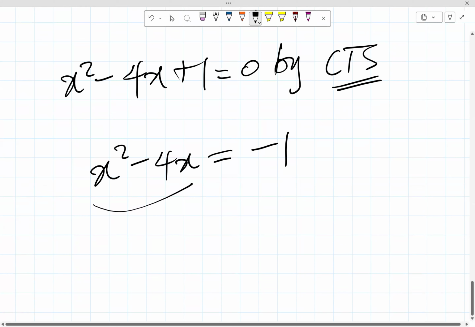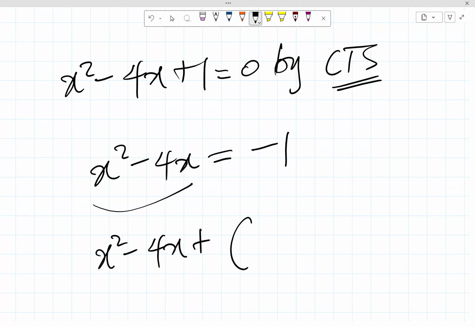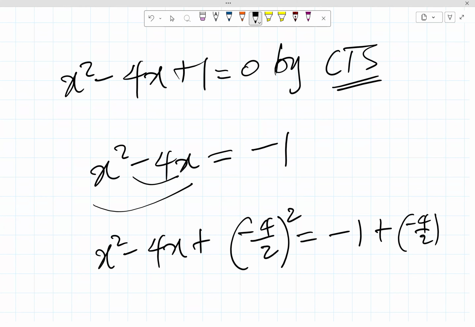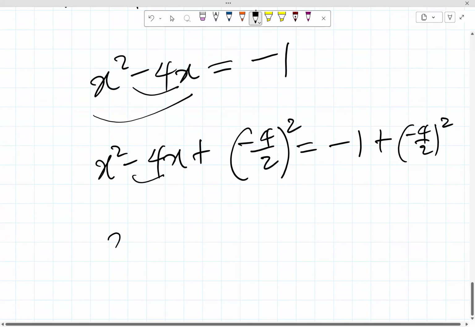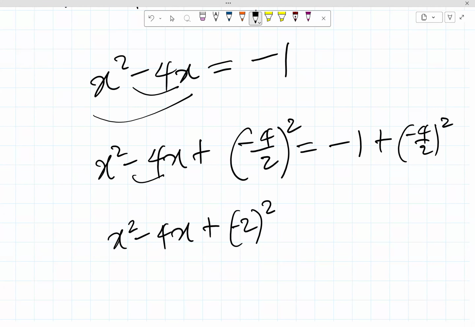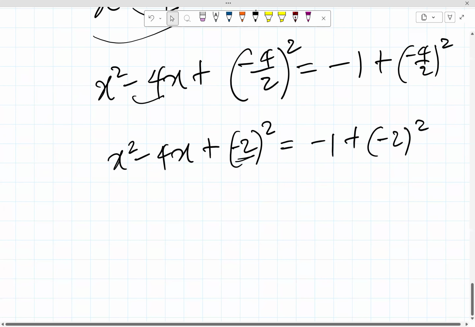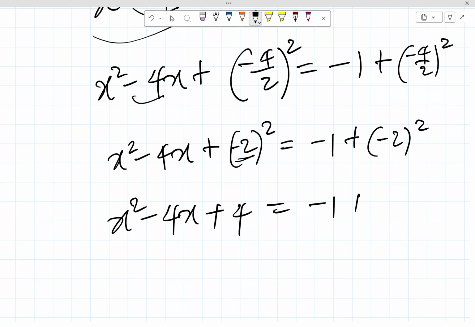Then we complete the square on the left-hand side. The way to complete the square is we take minus 4, divide by 2, and square it. Then we add the same to the other side: minus 1 plus minus 4 over 2 squared. That's the way to make this one square. So we have x squared minus 4x plus minus 2 squared. This minus 2 is really important. That is equal to minus 1 plus minus 2 squared. But of course, the square is going to cancel the minus. So we have x squared minus 4x plus 4 is equal to minus 1 plus 4.